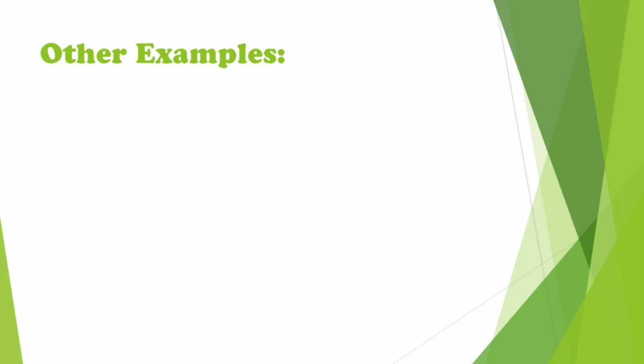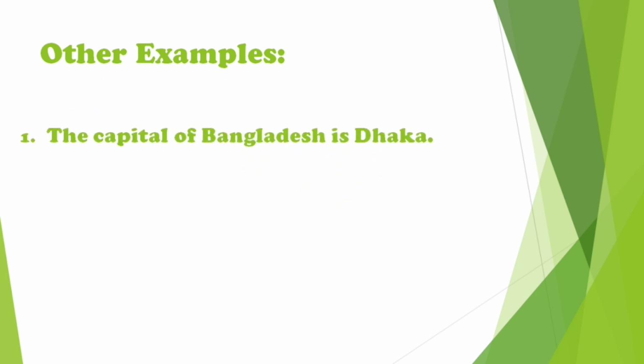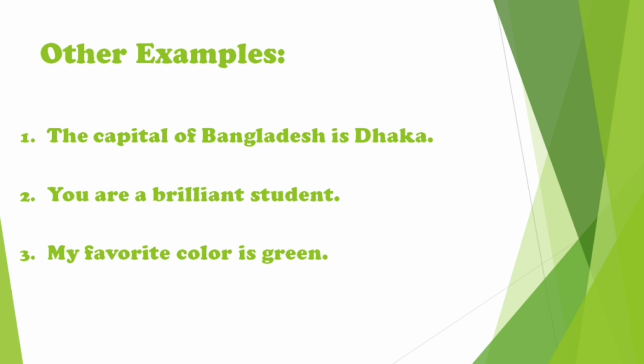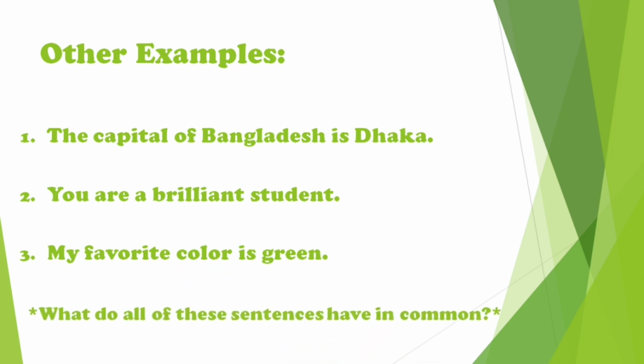Other examples. The capital of Bangladesh is Dhaka. You are a brilliant student. My favorite color is green. What do all these sentences have in common? Every sentence starts with a subject and ends with a full stop. That is why every sentence here is a declarative sentence.